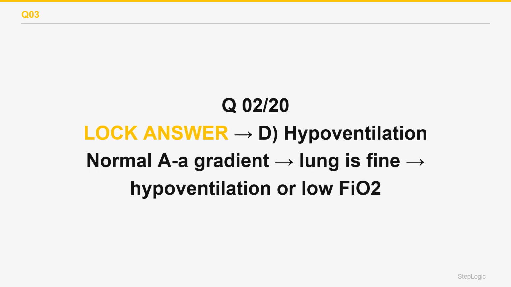The other choices, shunt, diffusion limitation, V/Q mismatch, all widen the A-a gradient because they involve a problem at the gas exchange interface. A normal gradient rules them all out. Naloxone reverses the respiratory depression and corrects everything.